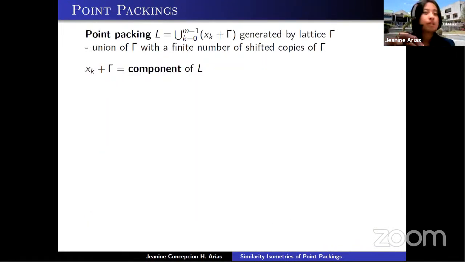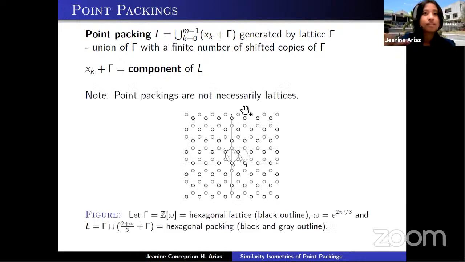So we will write a point packing L in this way, where x naught is always set to 0. Here, gamma will be called a generating lattice of L, and the shifted copies of gamma, including gamma itself, will be called components of L. The components should be distinct from each other. Also note that point packings are not necessarily lattices because they do not necessarily form a group.